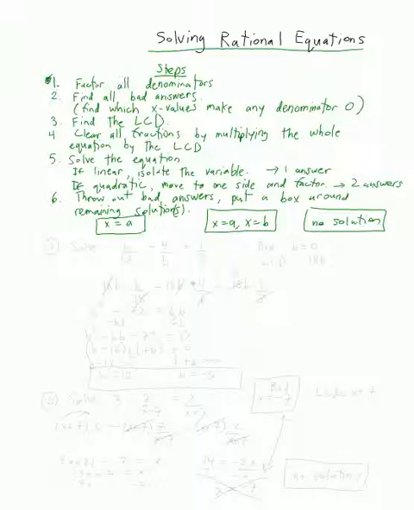Alright, so let's do some examples here. We're going to start off not so bad, and then we'll get harder as we go. So we're going to solve the following. b over 18 minus 4 over b equals 1/3.